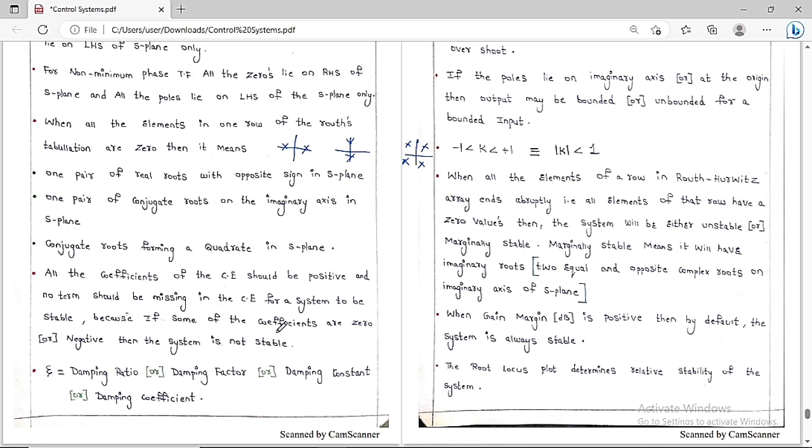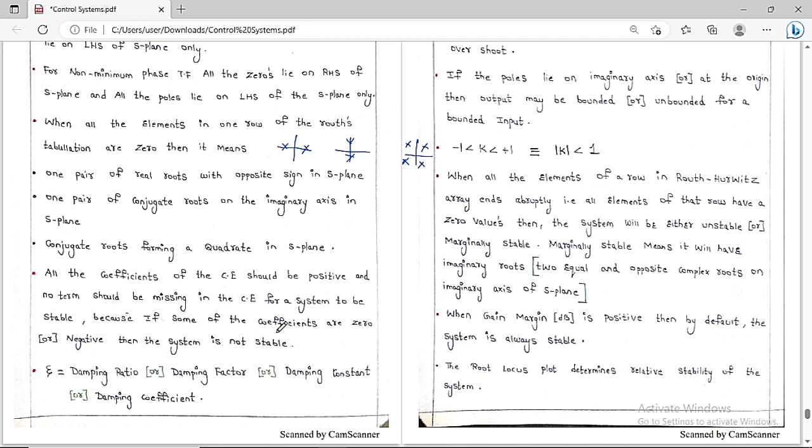So finally I can say zeta is called the damping ratio, damping factor, damping constant or damping coefficient. Zeta equal to 0 means it is called the undamped system. If zeta lies from 0 to 1, it is called the underdamped system. If zeta is equal to 1, it is called the critically damped system. If zeta is greater than 1, it is called the overdamped system.